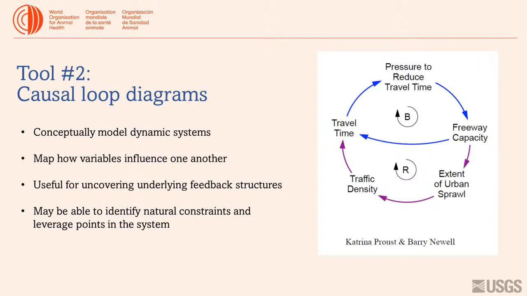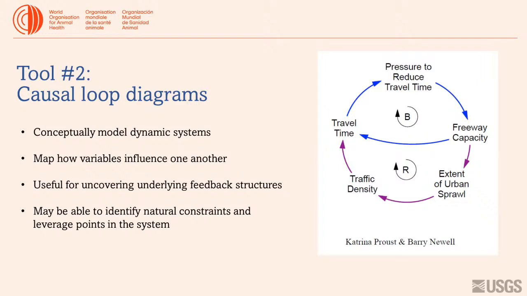So you can create causal loop diagrams. They can really vary, from anything simple like this one here that's demonstrating how increasing freeway capacity, intended to reduce travel time for city residents, actually creates urban sprawl. There's a bunch of papers on this and it's fascinating, right? So you have a lot of traffic density.